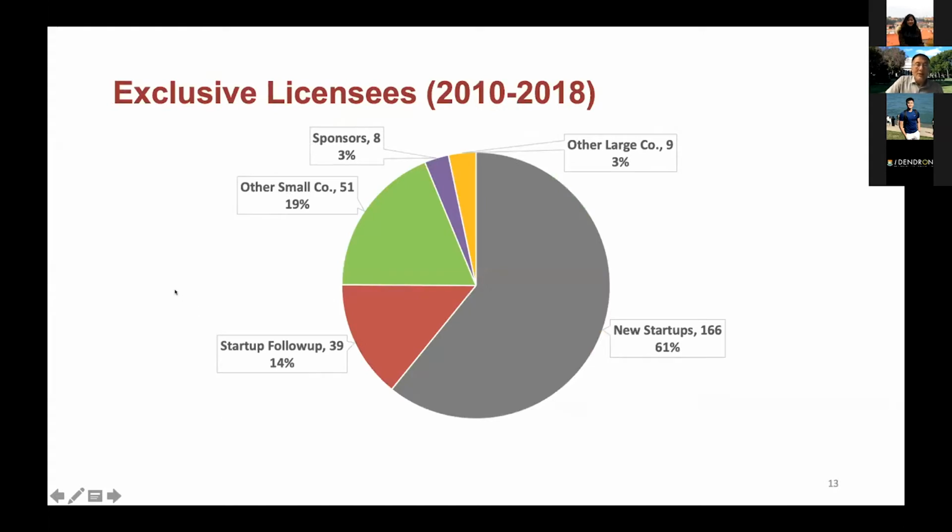When we talk about an exclusive licensee, here for MIT between 2010 to 2018, this is about 8 years. So most of the exclusive licenses are given to new startups. This is typical. And the second part went to small companies. The third part is startup follow-ups. And the last part is the sponsor.